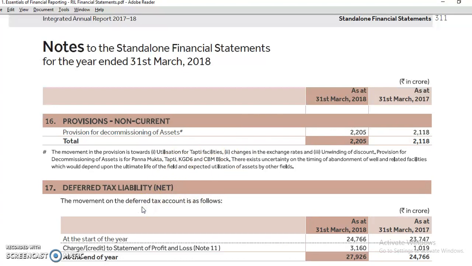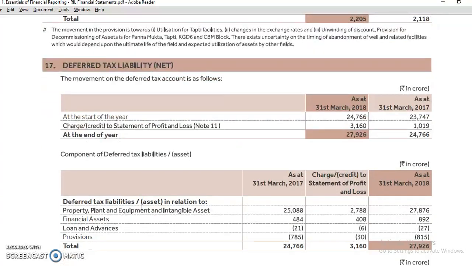Next line will be deferred tax liabilities. Deferred tax, if you don't know already, means the company has a tax liability based on their profits now, but due to certain tax exemptions or accounting adjustments, or differences in exchange rate or depreciation rates, the company is able to postpone the tax liability to future years. So that's what deferred tax liabilities are.